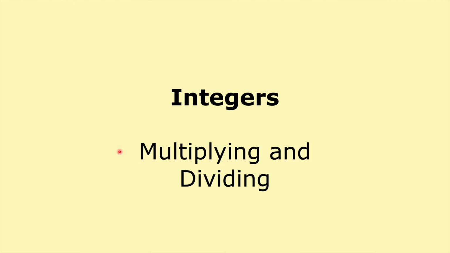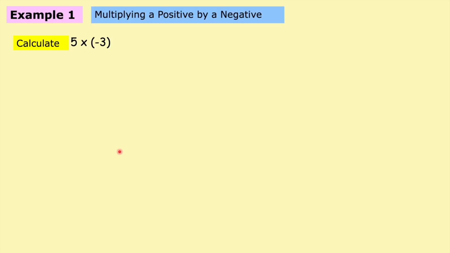We're going to be continuing integers today, and we're going to be looking at multiplying and dividing integers. So we're first going to look at multiplying a positive by a negative number, or a negative by a positive number. So our first example is 5 multiplied by negative 3.